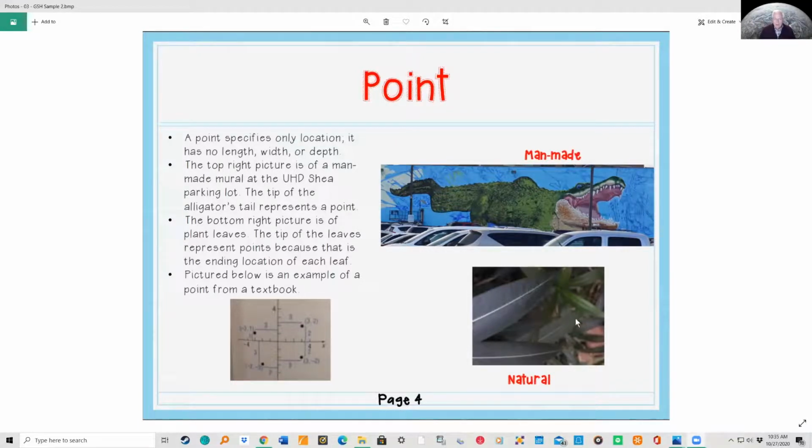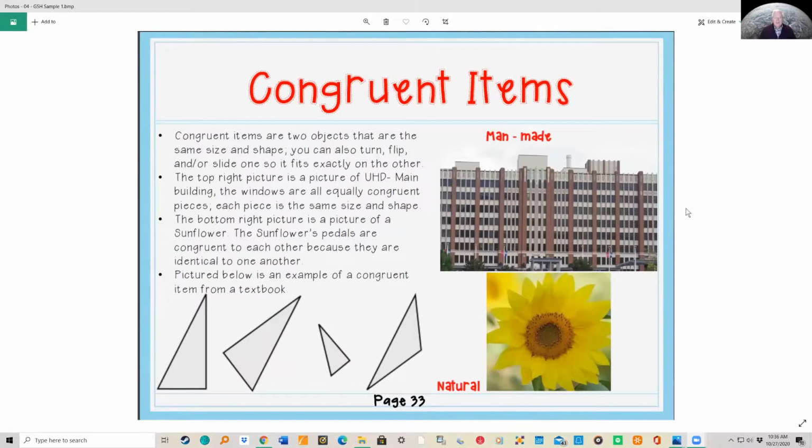Here on the bottom right, again, the tip of the leaves represent points, okay? Very good, it captures the essence of what we're trying for. And then here's an example of what it might look like in a textbook. Hopefully this is giving you some ideas in terms of how you can organize your work. Here's another example.